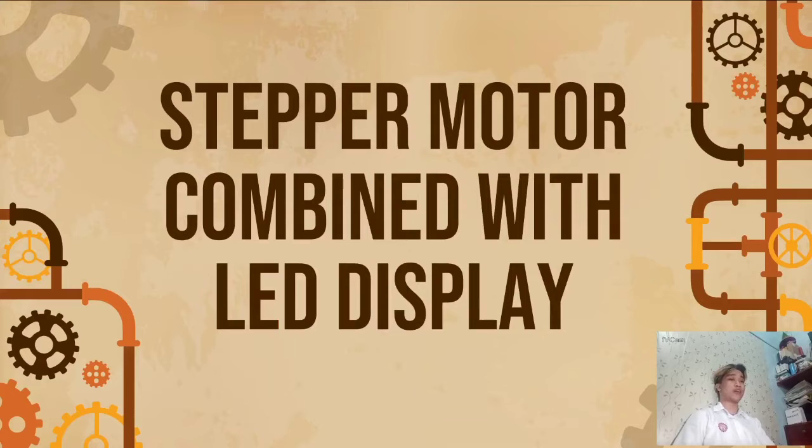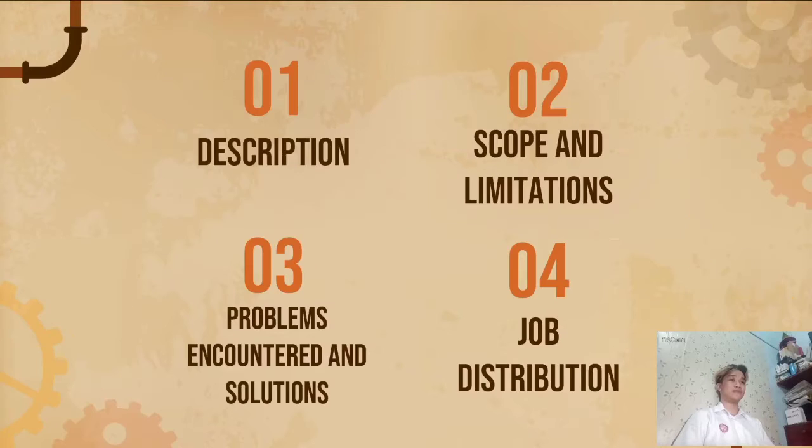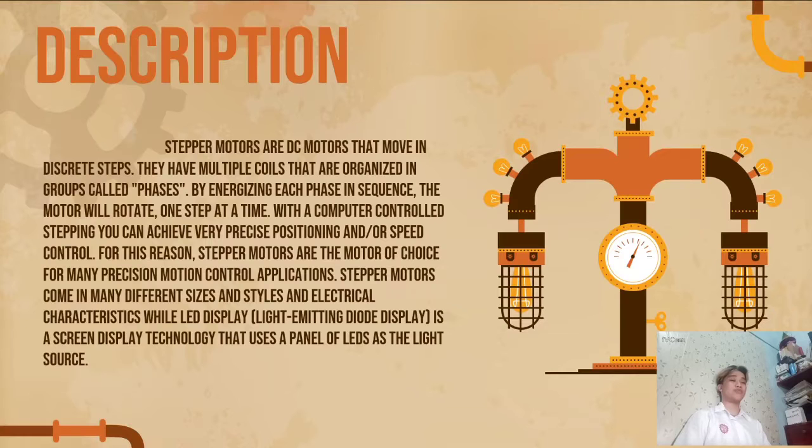We're here to promote our system, named Stepper Motor combined with LED display. Here is the table of contents. First, description. Second, scope and limitations. Third, problems encountered and solutions. And lastly, job distribution. Now let's proceed to the description.